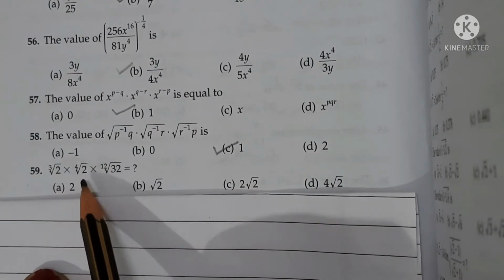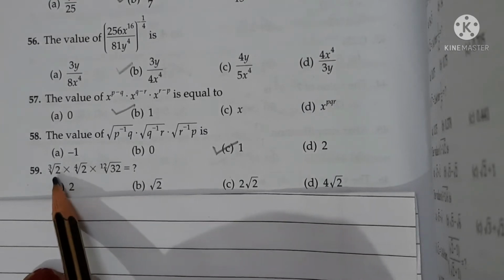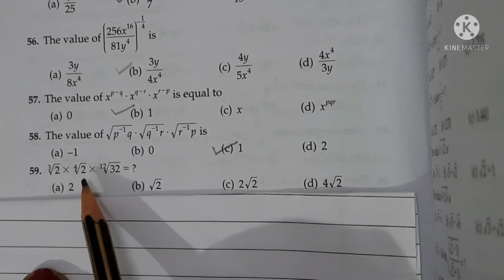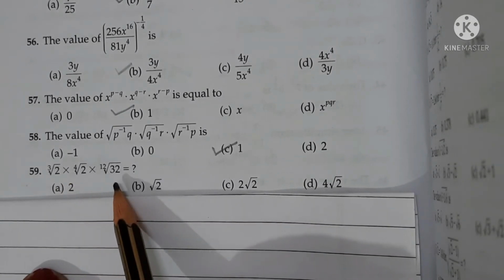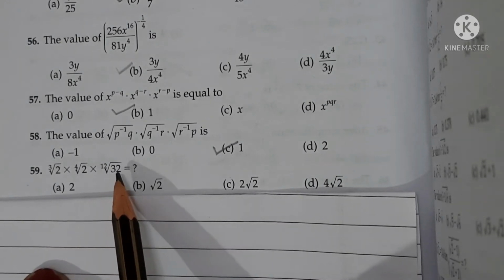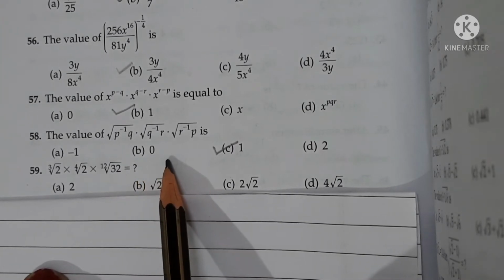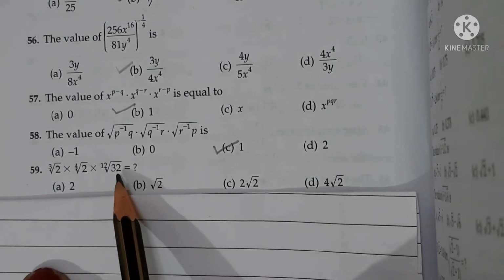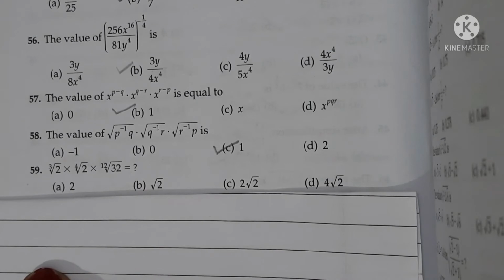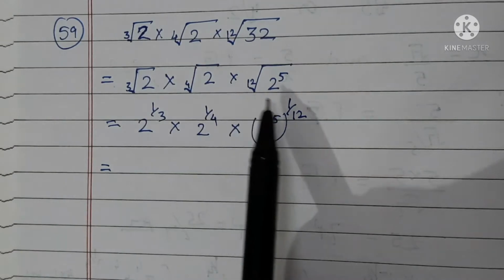Cube root of 2, 4th root of 2 into 12th root of 32. Here base 2 for cube root and for 4th root base 2, but here 32, so make it base 2. And what about 2 to the 4 to the 8, 3 the 8 to the 16 to the 32. So how many powers becomes 2 to the power of 5. Solve it. Now see the solution.